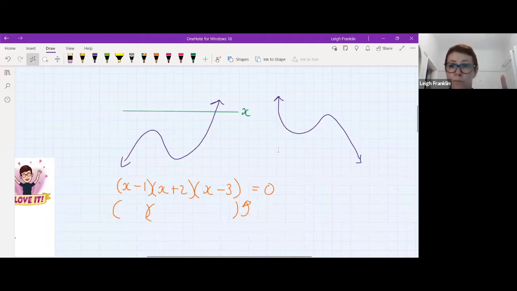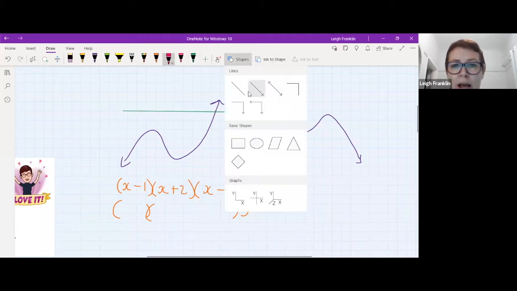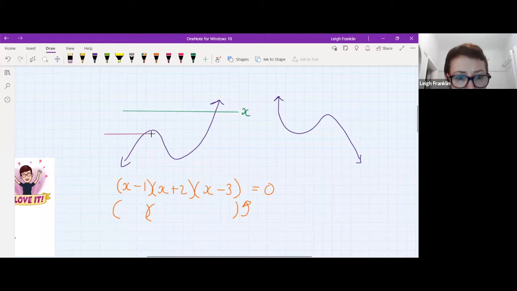Once. It intersects once. It only intersects once. So I have one solution for x in this case. Now I'm going to draw another straight line, okay? And this time I'm going to make my straight line purple, okay?